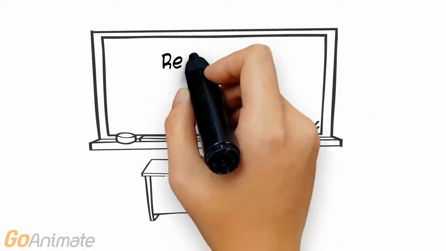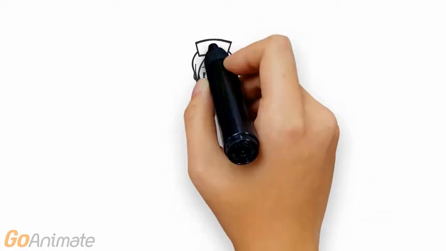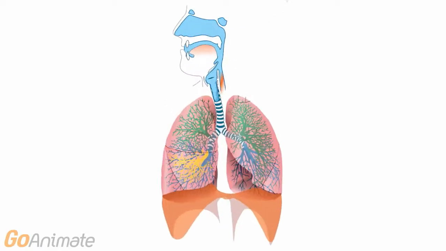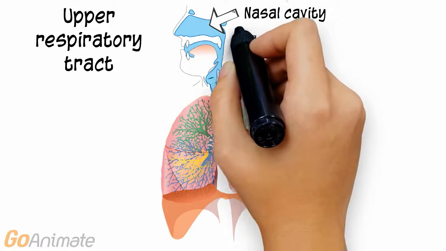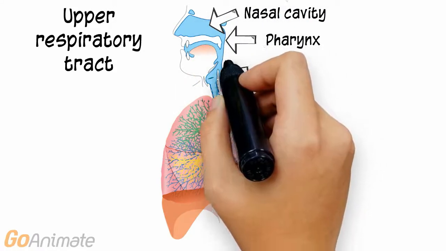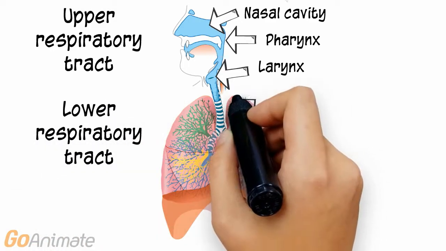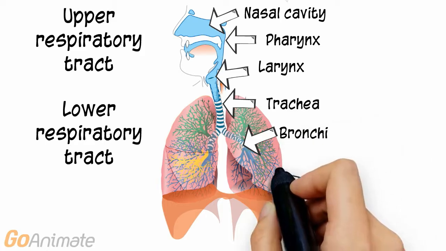Let's learn about respiratory system anatomy. The respiratory system takes in oxygen for our cells and releases carbon dioxide. It is divided into two large sections. The upper respiratory tract consists of the nasal cavity, pharynx, and larynx. The lower respiratory tract includes the trachea, bronchi, and lungs.